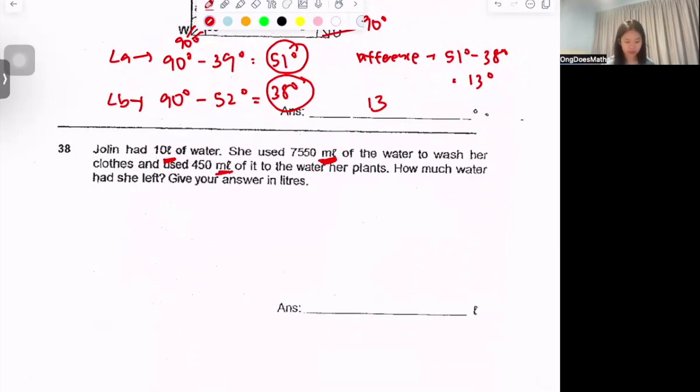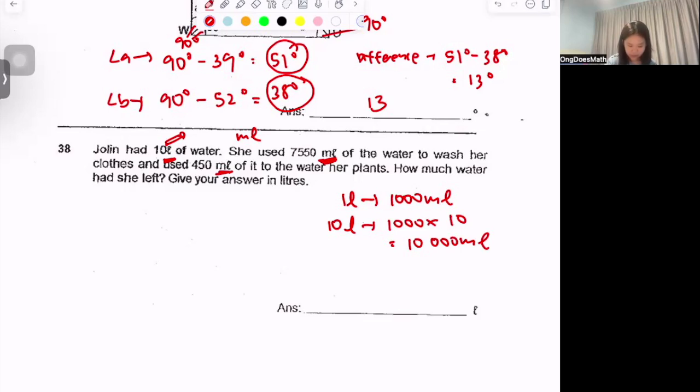What I would like to do is to convert these liters to ml to make our life easier. So 1 liter is how many ml? Is it 100 or is it 1000? Good, it's 1000 ml. So 1 liter is 1000 ml, so 10 liters will be 1000 times 10 ml, which will be 10,000 ml. So Jolin started off with 10,000 ml. After that she used, right? So now she has less. So when she has less, we have to minus.